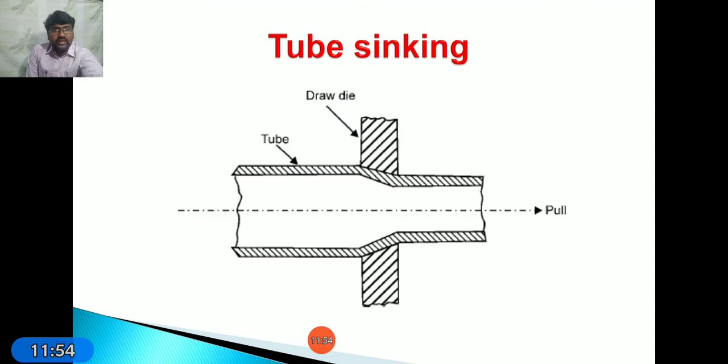Observe, it is the die, the cut section of the process. It is the die and it is the tube. We are decreasing the diameter of the tube by passing it through the die, but here we do not maintain a constant thickness. That is the main disadvantage.